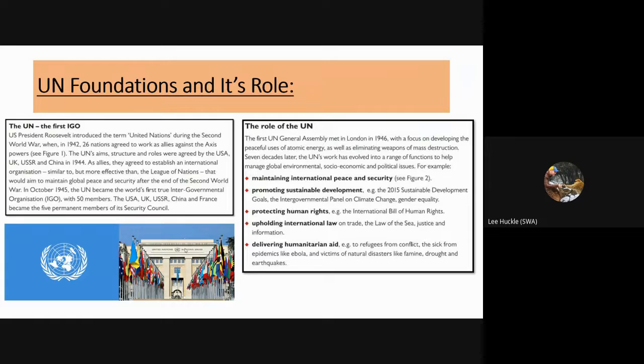We then looked at the UN foundations and what is the actual role of the United Nations as an IGO. So the bit on the left there, we would have discussed about its after the Second World War, when it was set up, how many nations. And then on the right-hand side, these 5 key areas, which is the role of the UN in maintaining international peace and security, promoting sustainable development, human rights, upholding international law, and then delivering humanitarian aid. They're the 5 key areas of the United Nations as an IGO. So pause to remind yourself here.